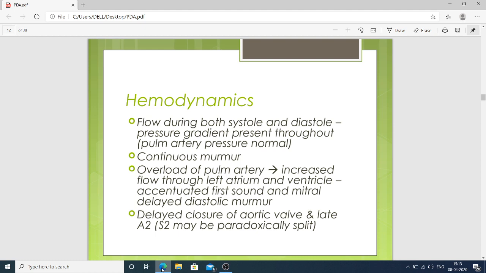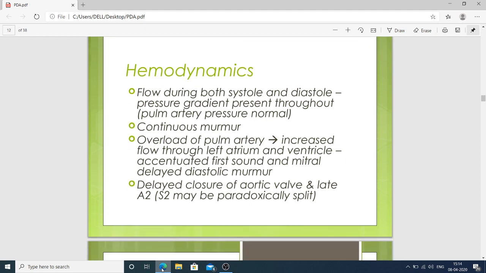A few during both systole and diastole. Pressure, I'm sorry, gradient present throughout. Pulmonary artery pressure is normal here. Then continuous murmur, an abnormal sound, due to overload of the pulmonary artery, because the aorta is shunting blood into the pulmonary artery, and the pulmonary artery has more pressure as compared to the other parts of the heart. Increased flow through the left atrium and ventricle, accelerated first sound, noticeable first sound, and mitral delayed diastolic murmur, delayed closure of the aortic valve and late A2.